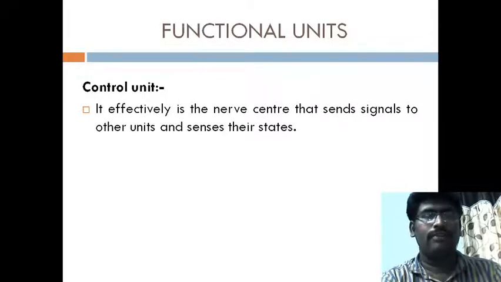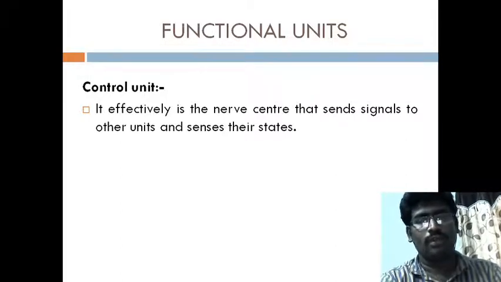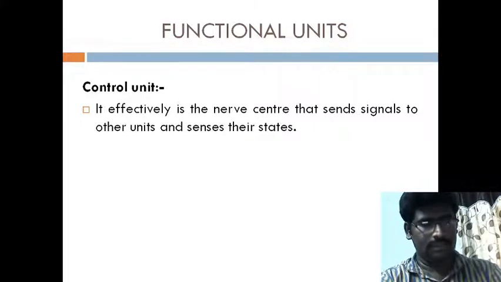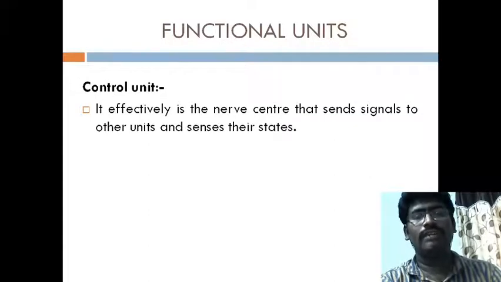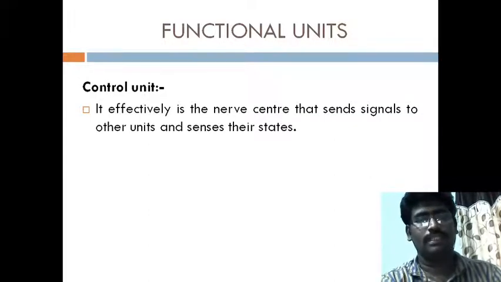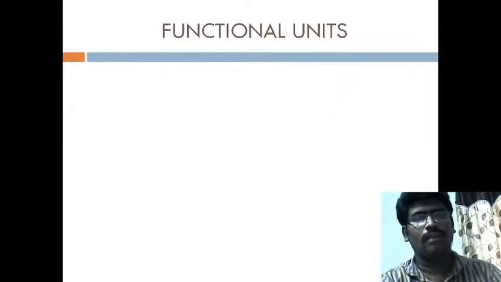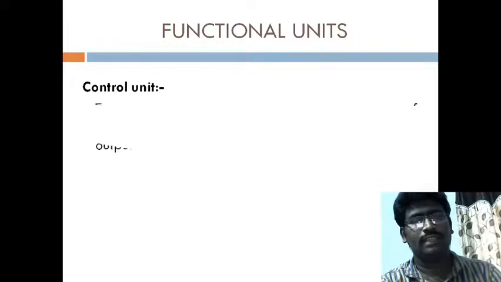The next unit is the control unit. What is this control unit? It is like a nerve center which sends control signals to the other units. We can simply remember that the control unit sends control signals to the other units, and for what purpose it is sending signals, we will understand now.